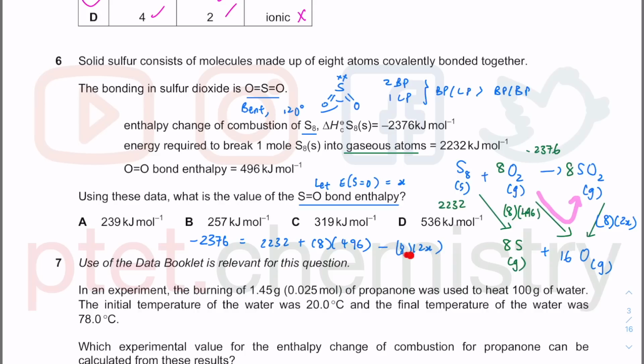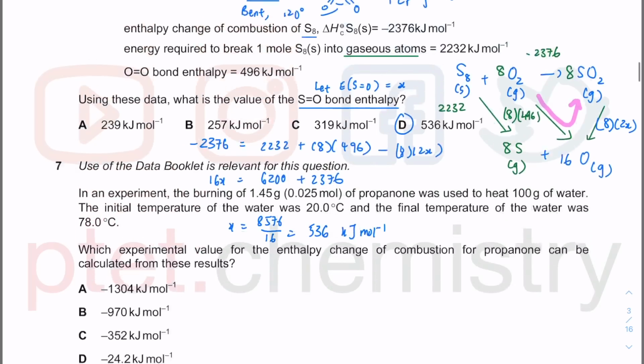So I'm going to move my minus 16x to the other side and move this minus 2376 to the right hand side. I'm going to end up with 16x on the left hand side. 2232 plus 8 times 496, I get 6200, plus 2376. So x is going to be 6200 plus 2376, which is 8576, divided by 16, and I get my answer, 536 kilojoule per mole, and that is equivalent to option D there. Okay, so hopefully that makes sense to you.